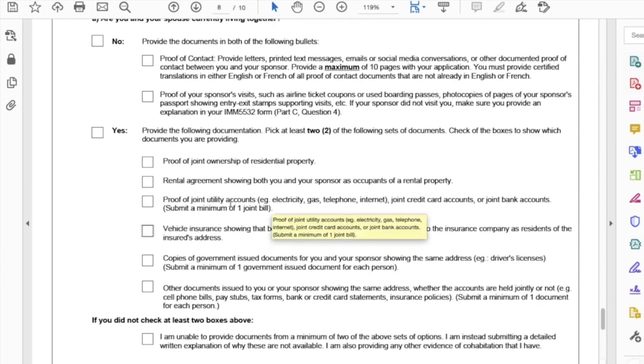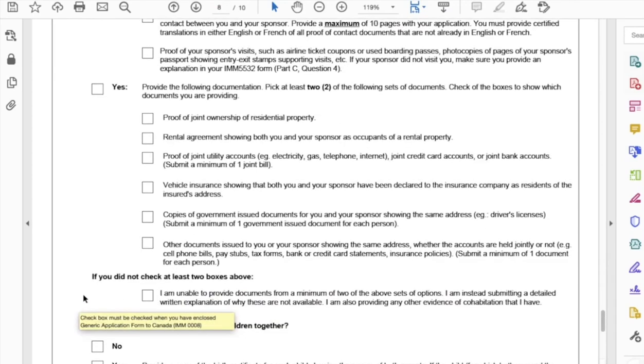Alright, so maybe you have some joint utility accounts like electricity, telephone, internet, or maybe joint credit card accounts or joint bank accounts. That would all help. Vehicle insurance can also help. So these are all the things that you have to provide. 2 of them you have to provide. Just in case you're not able to provide 2 of them, then you should provide an explanation why you're not able to provide that.